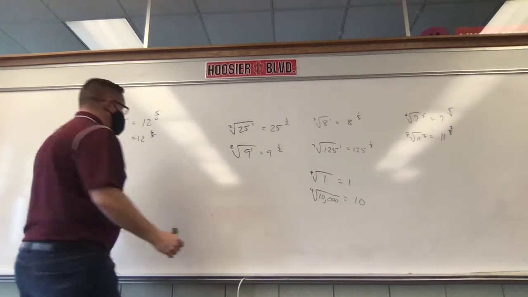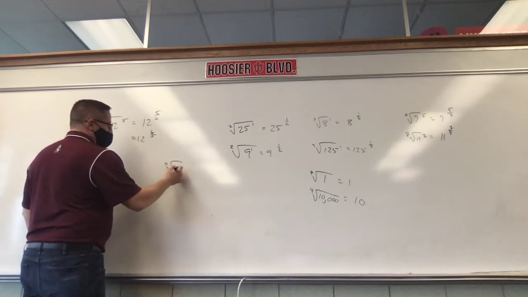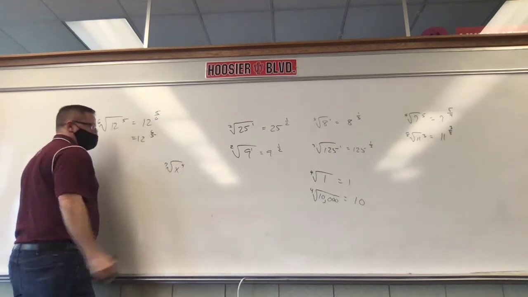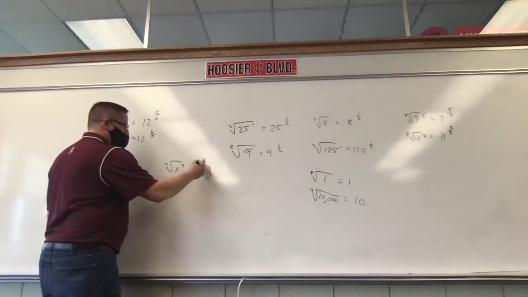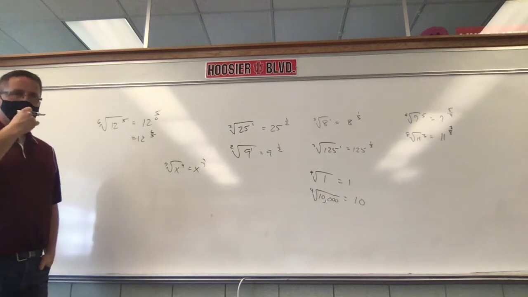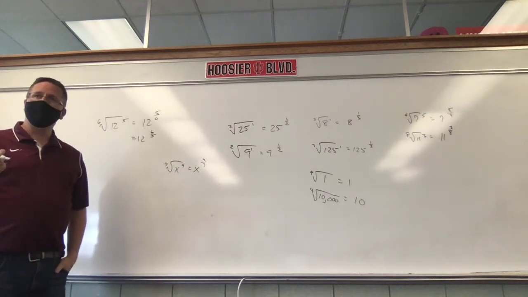So how can I rewrite the 7th root of x to the 4th? 4/7. Don't just say 4/7. X to the 4/7. How do I know it's not 7/4? 7 was first, so it's last.